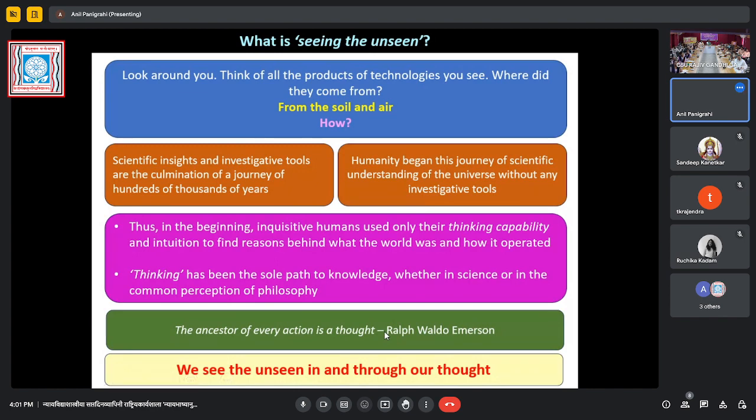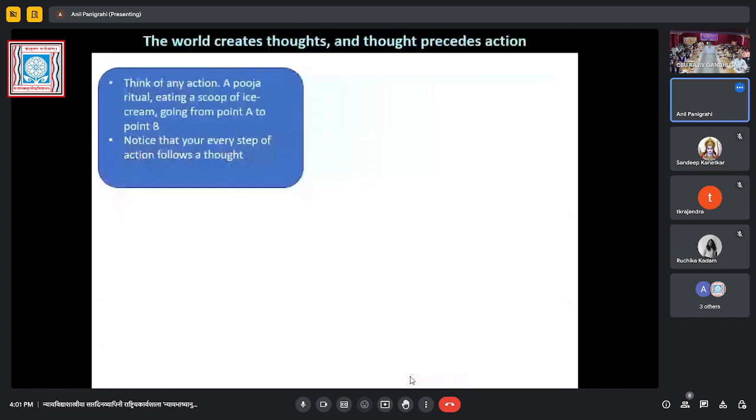And therefore, we see the unseen in and through our thought. I hope you agree with me. Please let me know if you have counter arguments, and we can have the discussions. Now, we have established thus far that seeing the unseen is thinking.